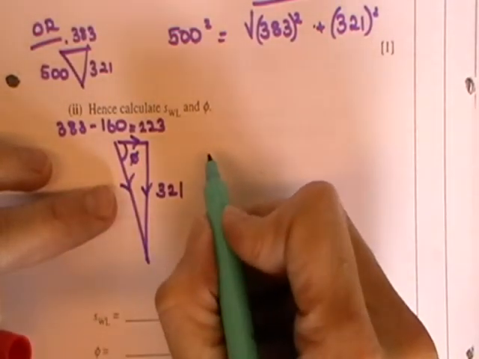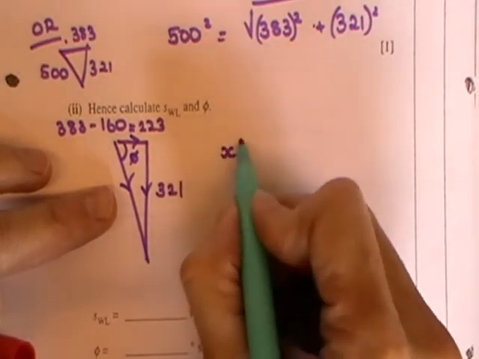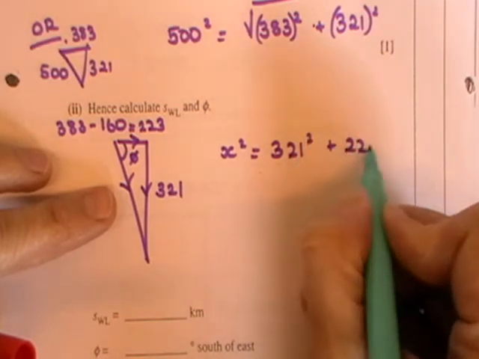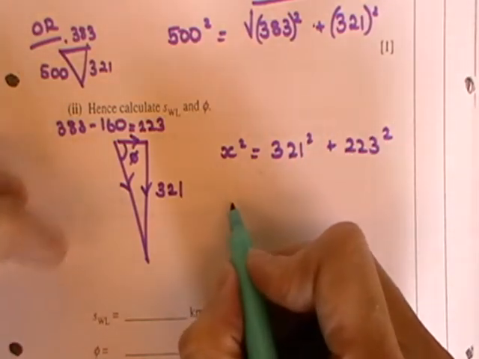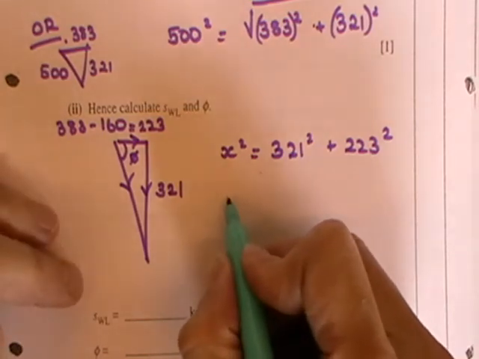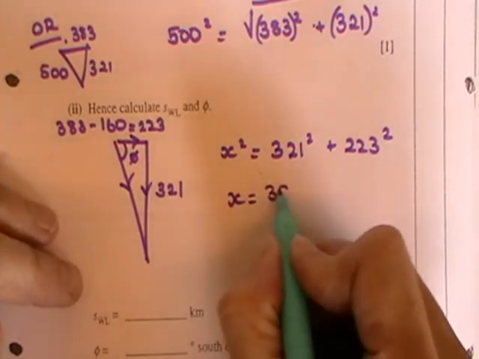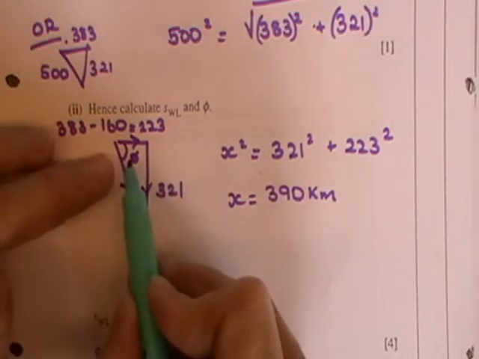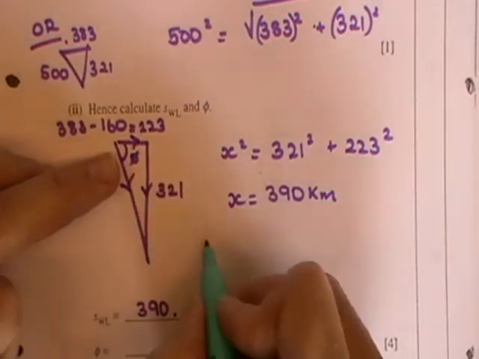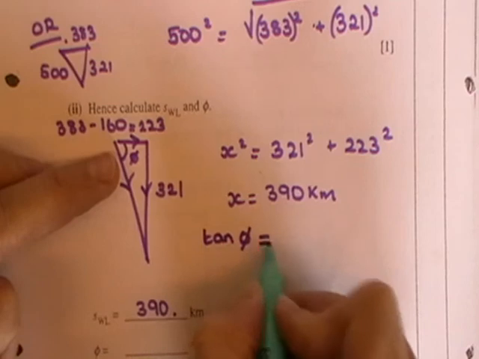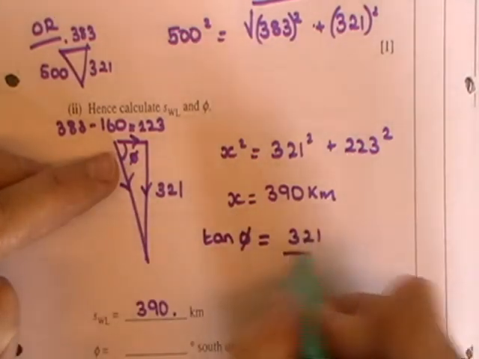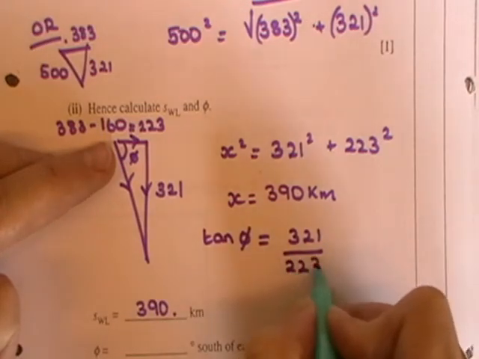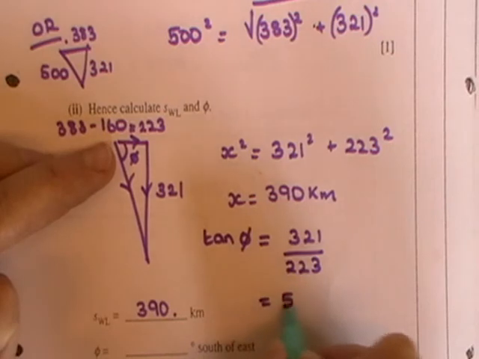So the magnitude is equal to 321 squared plus 223 squared, and then the square root of the whole thing, and it comes out to be 390 kilometres. Phi then, to find this angle, we know these two sides here, so we'll use tan of phi, and it's the opposite, which is 321, divided by the adjacent, which is 223, and it comes out to be 55.2 degrees.